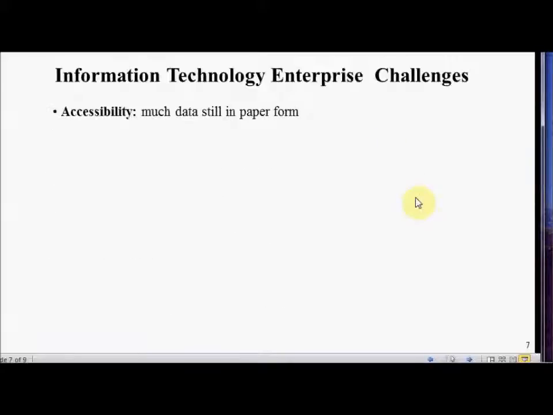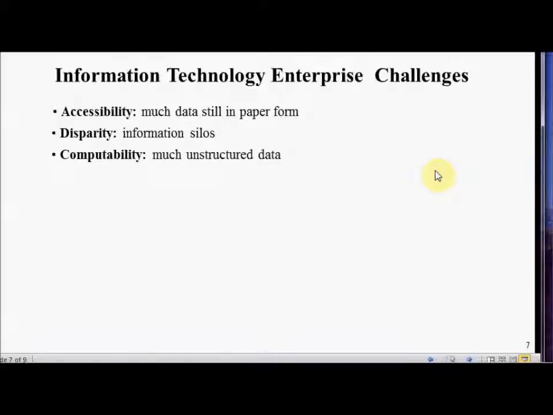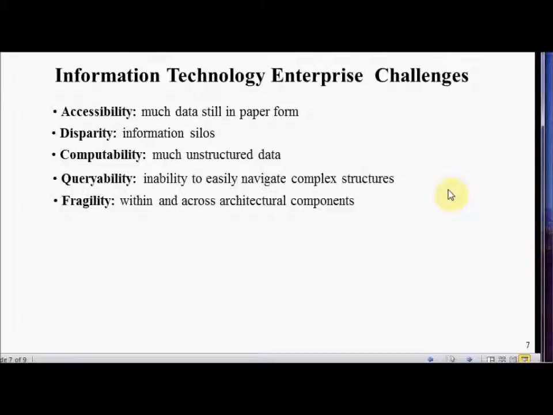First of all, there is the notion of accessibility. It turns out much data today is still in paper form. A second challenge, disparity. Information today oftentimes resides in what are called silos. A third challenge, computability. Much data today is still in an unstructured form. A fourth challenge, queryability. If you have structured data, the technology today is such that it is very difficult to navigate complex structures.